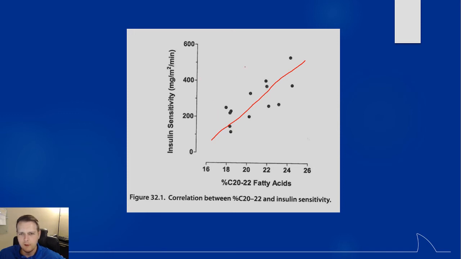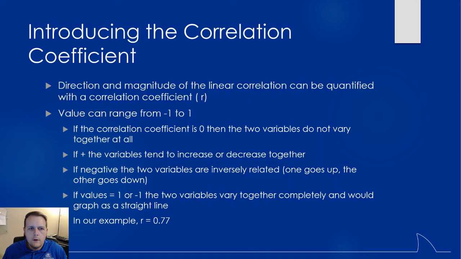Again, you can find lines that go in other directions. You may find one that goes this direction or maybe it goes in this direction. It all just depends. But for this one in particular, there's a definite trend where there's a correlation: as fatty acid content goes up, insulin sensitivity is going up as well. So that direction and the magnitude of that linear correlation can be quantified by that value R, as I mentioned, that correlation coefficient, and it can range anywhere between -1 to 1.